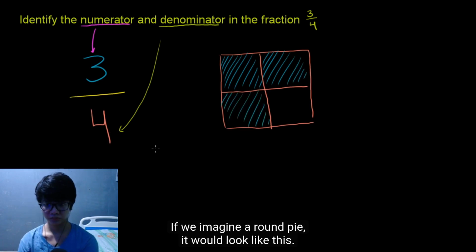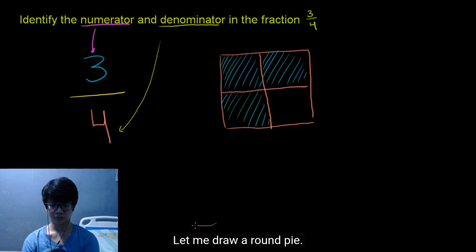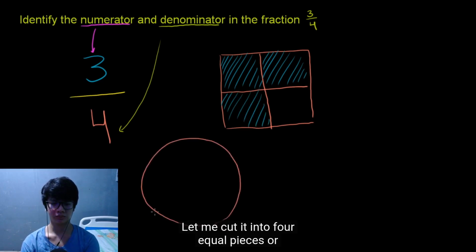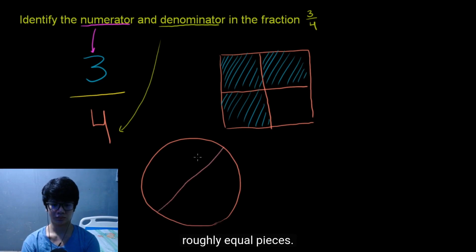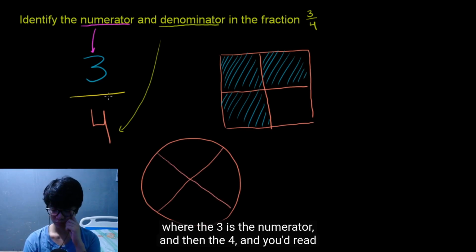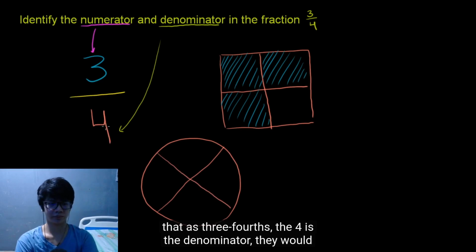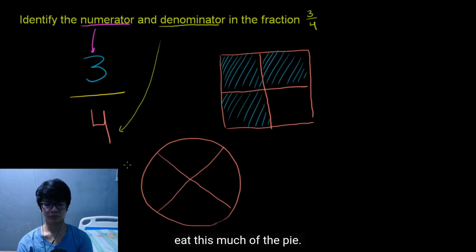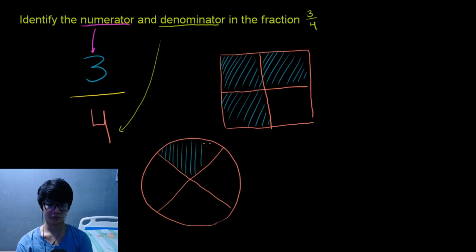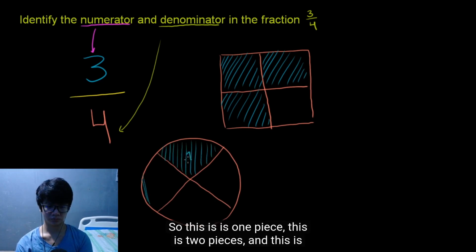If we imagine a round pie, it would look like this. Let me draw a round pie. So that is my round pie. Let me cut it into 4 equal pieces, or roughly equal pieces. If someone says, I ate 3/4 of this pie, where the 3 is the numerator and the 4 is the denominator, they would eat 3 of the 4 pieces. So this is 1 piece, this is 2 pieces, and this is 3 pieces.